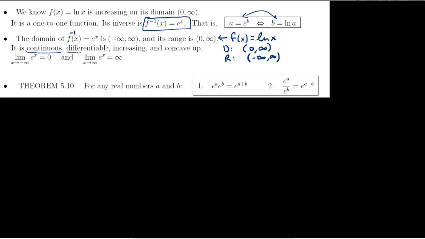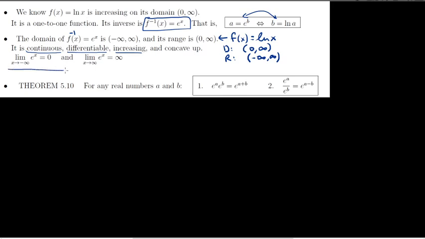Log is differentiable, so is its inverse. And of course, it's also increasing and concave up. Now, the concave up part might not be clear because the natural log was concave down, if you remember. So how do we get that the inverse is concave up? Well, we'll see that later when we take its derivative, right?